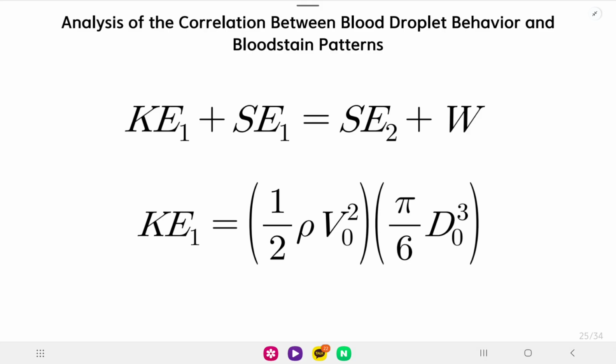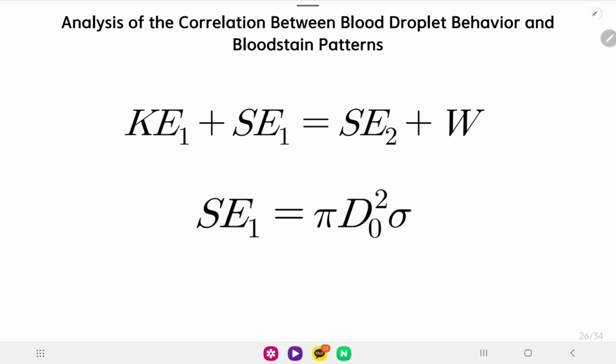This equation expresses the initial kinetic energy of the blood droplet, and it is derived by multiplying the kinetic energy per unit volume of the fluid by the volume of the droplet, which is calculated using the formula for a sphere. In the case of Se1, it represents the initial surface energy of the spherical blood droplet. It is formulated by considering the surface area of the droplet and incorporating surface tension.